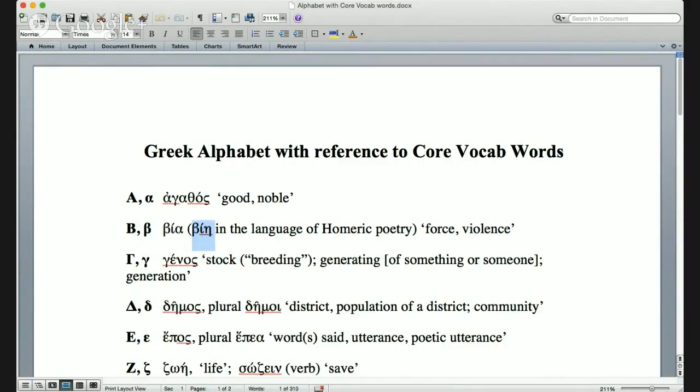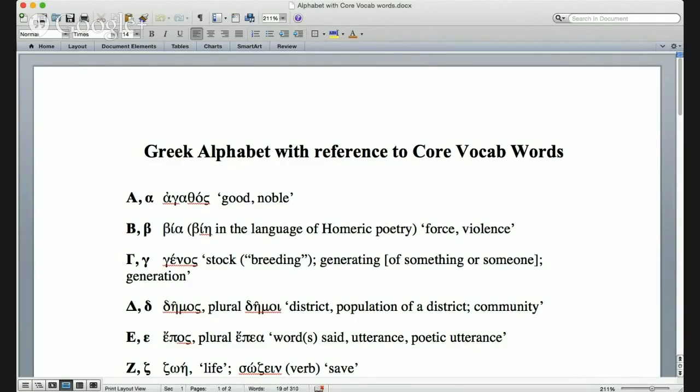Again, we're focusing on the first letter, the beta. It's a B, pretty much like an English B, so ba. And in the language, that's a Homeric word meaning force or violence, as you can see. We move to the third letter, a gamma, an uppercase gamma and a lowercase gamma. And then the core vocab word there is genos, genos. And the meaning there is given as stock, as in breeding, generating, or generation, etc. Another very important word in the core vocab.